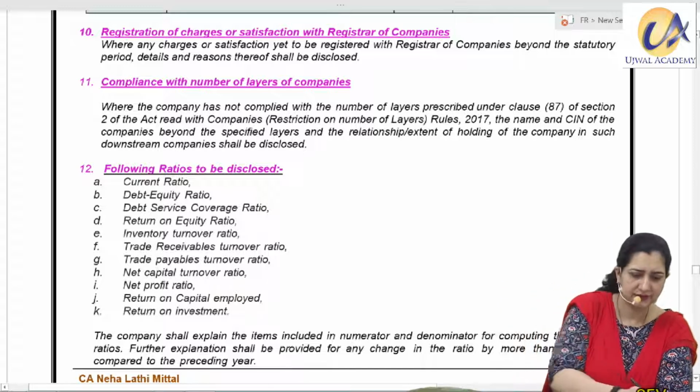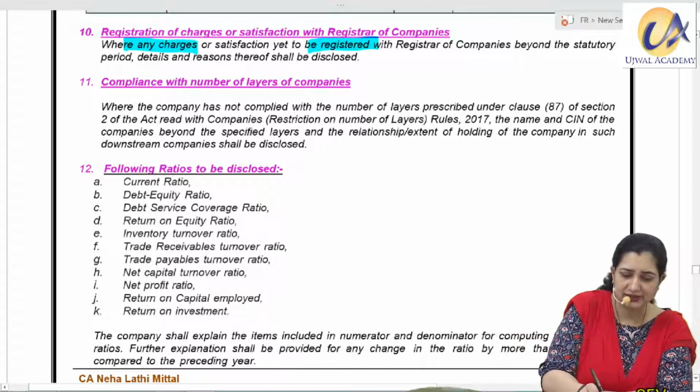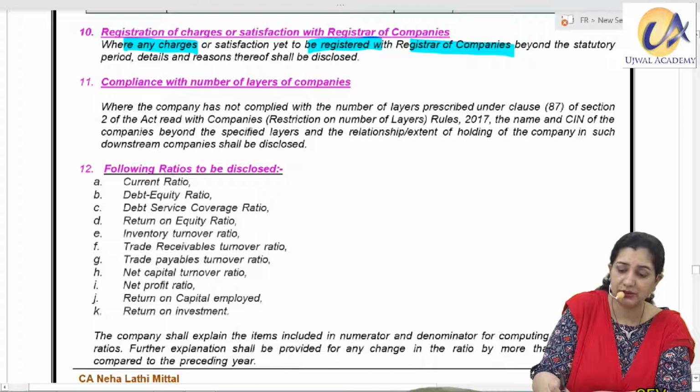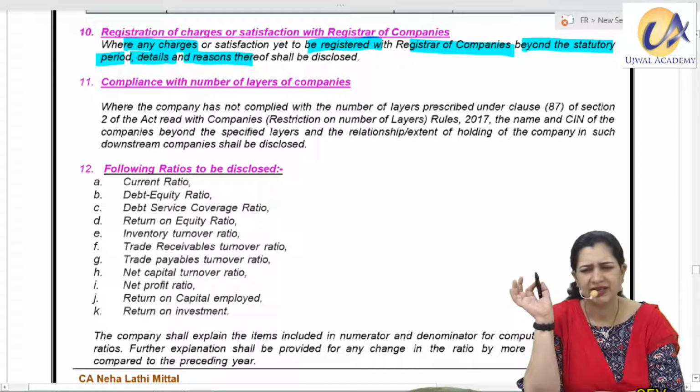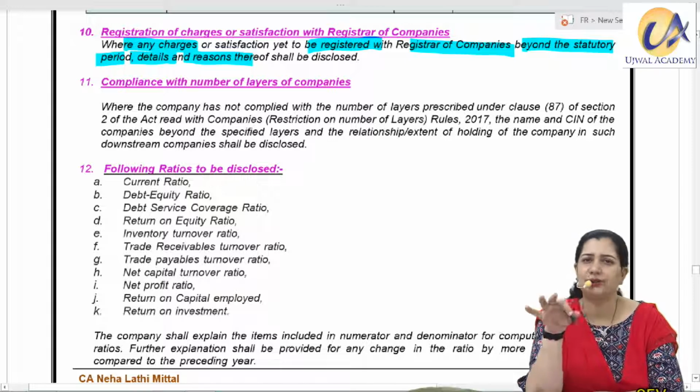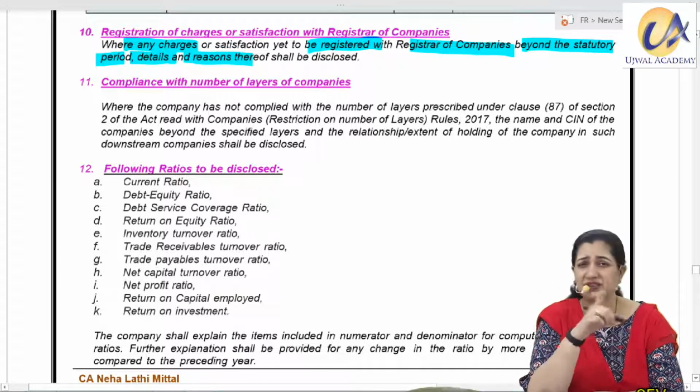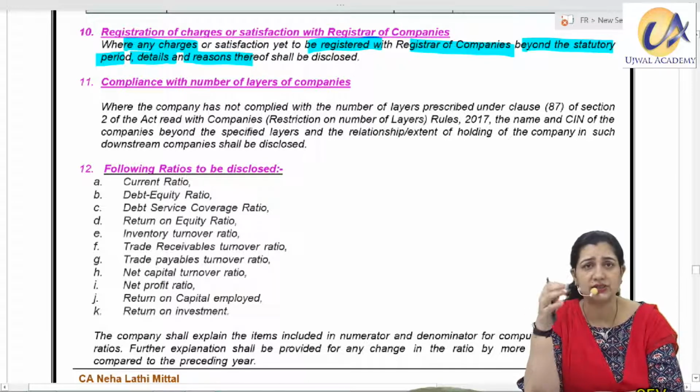If not, whether any charges which are to be registered with the registrar have gone beyond the statutory period, give the details and the reasons thereof. See, all these things are really not affecting, I'm repeating, balance sheet, P&L. No, these are only additional disclosures.